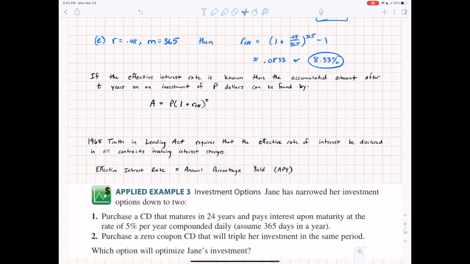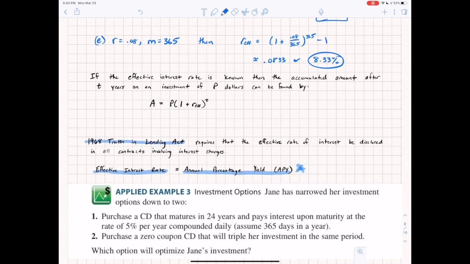That APY, which is right here, is the effective interest rate. And what you're finding, and there's a 1968 Truth in Lending Act that Congress passed, requires that the effective rate has to be given. That way, when you're comparing credit cards, when you're comparing these APYs, you can choose the lowest value, so you're not paying as much on how much is owed.